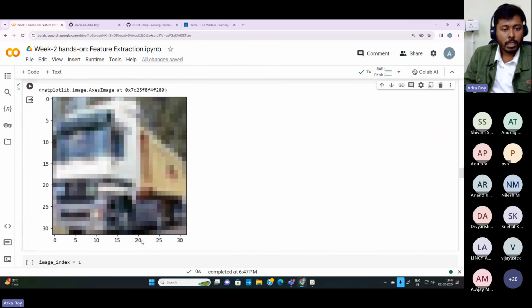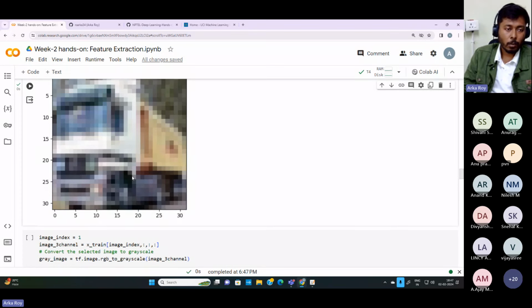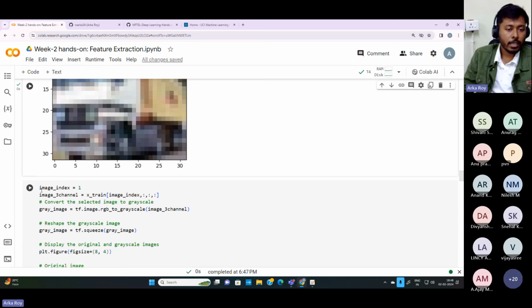As this particular image is an RGB image, and in case of local binary pattern what we need is a grayscale image, our first job is to convert this RGB image to a grayscale image. Over here I have written image index equals 1, which means I want to extract the first image of this training dataset. This is the 3-channel image, which is why I have kept the name image 3-channel. After that, we need to convert the selected image to a grayscale image.